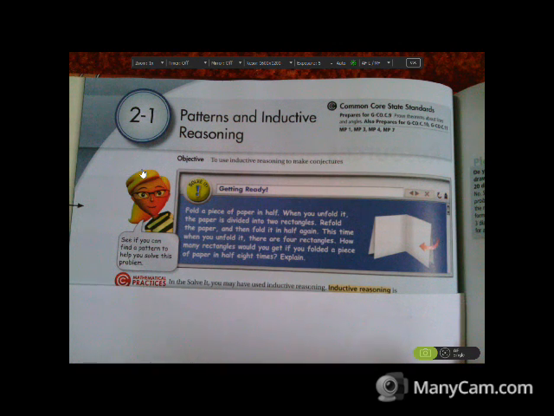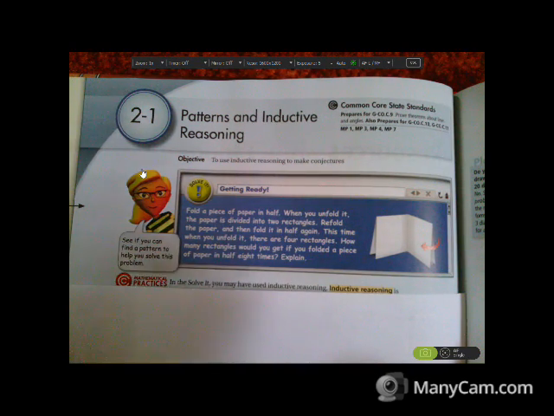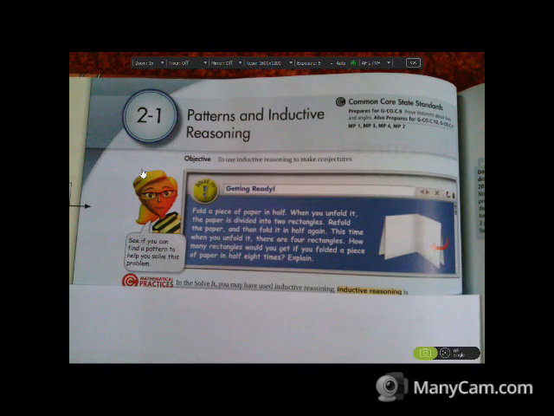Explain. So, you fold paper in half, then you fold it again. So we're trying to notice a certain pattern. So if you keep on folding it 8 times, in half 8 times, how many rectangles are you going to get? So let's start this section.